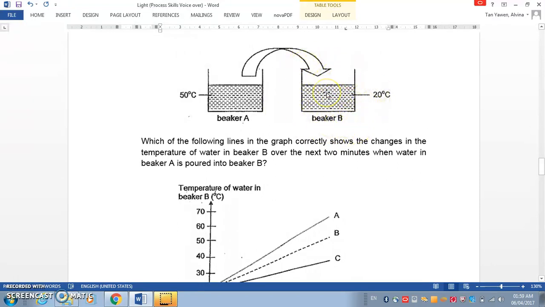water for all the water in beaker B? So as we all recall, heat flows from a higher temperature to a lower temperature. Since the water in beaker A has a higher temperature at 50 degrees Celsius, the heat's going to flow from this 50 degrees Celsius to 20 degrees Celsius. So this means that the water in beaker B is going to heat up slowly over time. So therefore the temperature should increase.